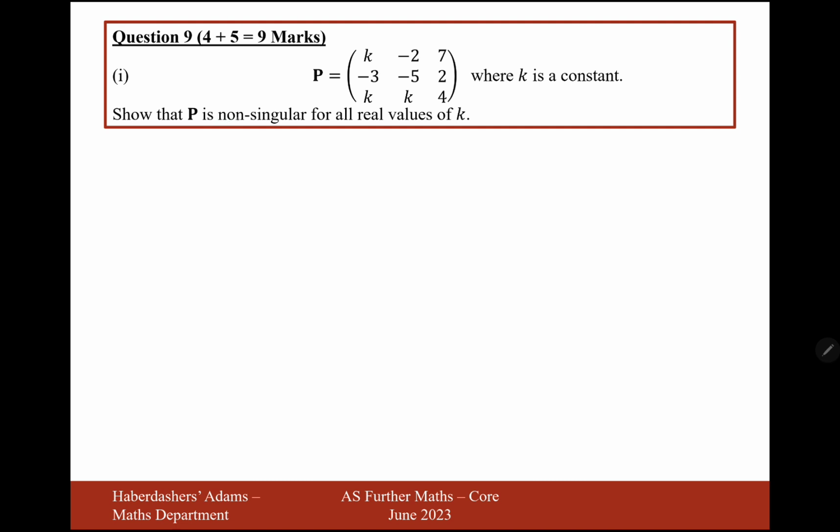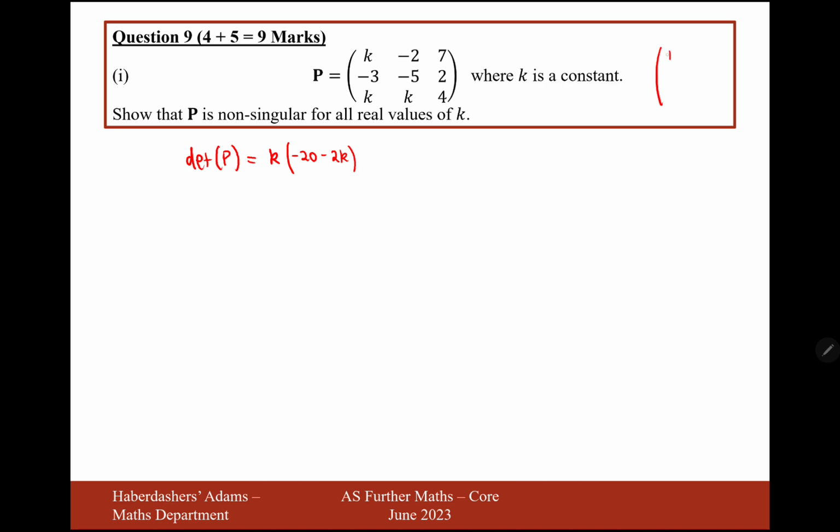So a non-singular matrix is a matrix where you can find an inverse, where the determinant is never 0. So I imagine this question is all about finding the determinant of P and showing that it can never be 0. So let's find the determinant. It's going to be equal to k times, cross out the row, cross out the column, matrix of minus 20 minus 2k.